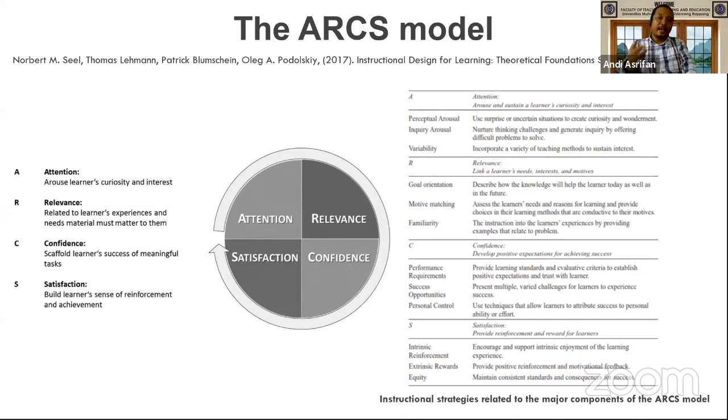And then we have the ARCS model. What is the ARCS model? The A stands for attention, R stands for relevance, C stands for confidence, and S stands for satisfaction. These are the four main components that can help us to design instruction. In attention, we arouse the learner's curiosity and interest in why they want to learn the subject. Relevance links to the learner's needs, interest, and motives. Confidence develops a positive expectation for achieving success. And satisfaction provides reinforcement and reward for the learner.